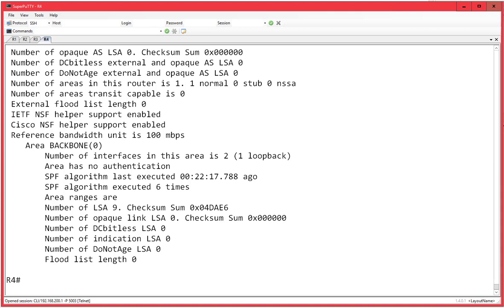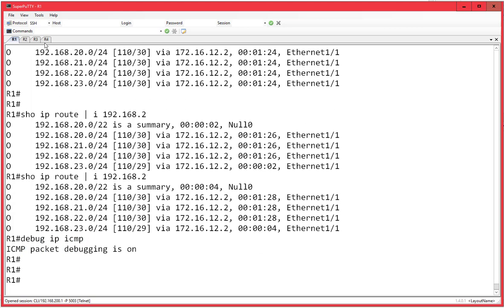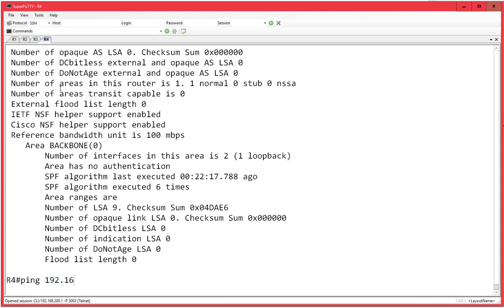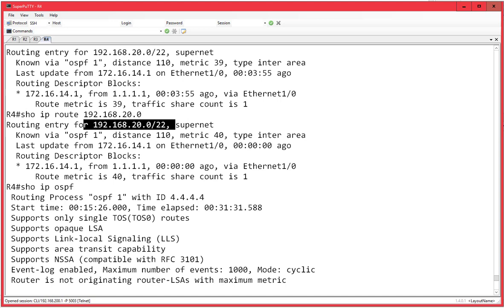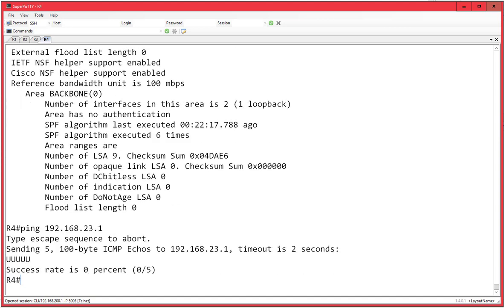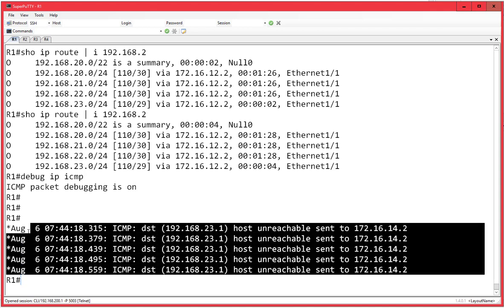I was actually going down this path because I was describing the null zero concept. If I go into router 1 and I do a debug IP ICMP, and I come over to router 4 and I ping the 192.168.23.1 address. Remember, that's the address that was on loopback 1. Well, that network doesn't exist anymore. This router thinks it can get there because it is part of this route right here. So if I hit return, I get an unreachable. Sure enough, on router 1, which is the ABR, it's responding with the destination is unreachable.